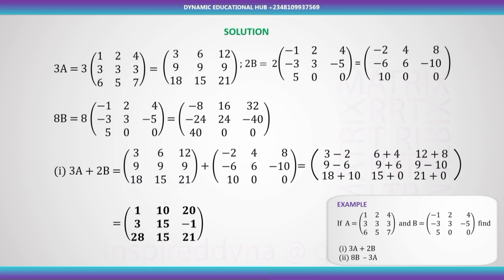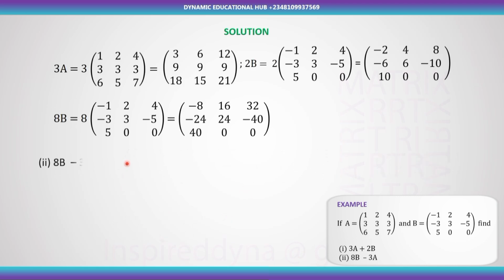So finally, let's compute our answer. 3 minus 2 gives us 1, 6 plus 4, 10, 12 plus 8, that gives us 20, then 9 minus 6, 3, 9 plus 6, 15, 9 minus 10, that gives us minus 1, and 18 plus 10, 28, 15 plus 0, 15, 21 plus 0, 21. It's as simple as that.